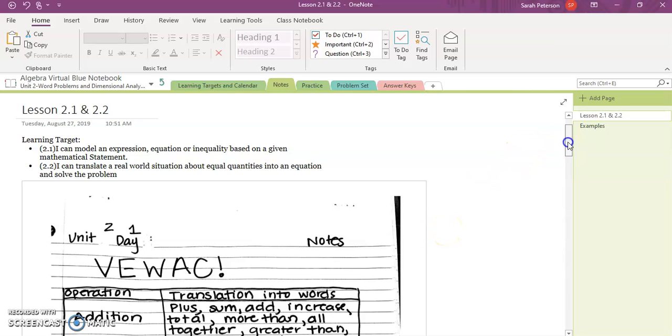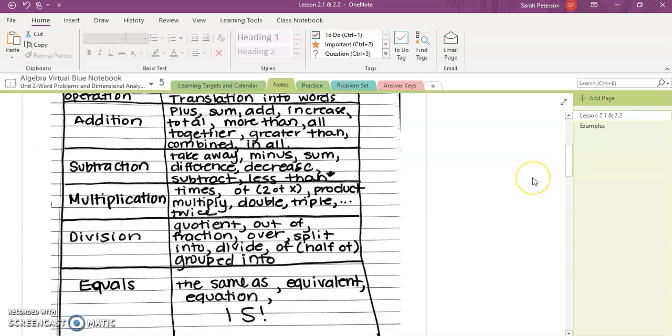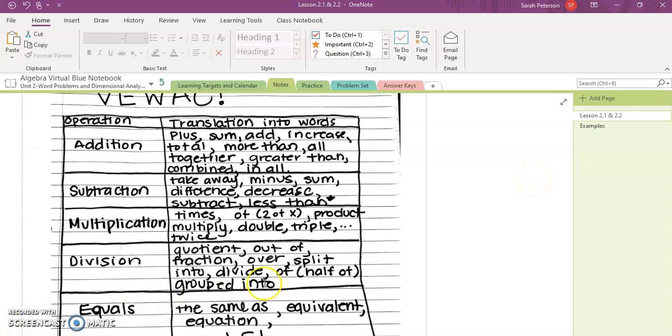Before we get going on that, you've already had some experience with word problems. So what we're going to do right now is talk through vocab words. If you look here, there are vocab words for addition, subtraction, multiplication, division, and equal. Anytime you see plus, sum, add, increase, total, more than, altogether, greater than, combined, or in all, that means addition. Anytime you see take away, minus, sum, difference, decrease, subtract, less than, that is subtraction.